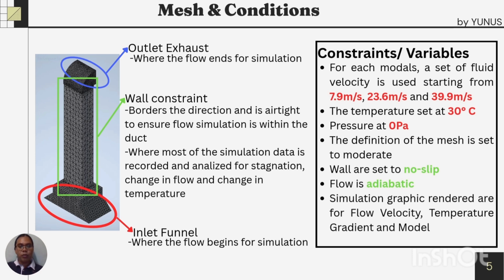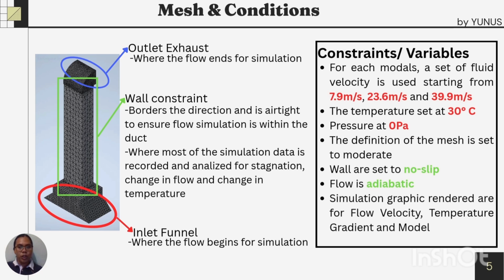Now, the constraints and variables set on the simulation are that there are three separate simulations for each individual model, set at the different velocities of 7.9 millimeters per second, 23.6 millimeters per second, and 39.9 millimeters per second.